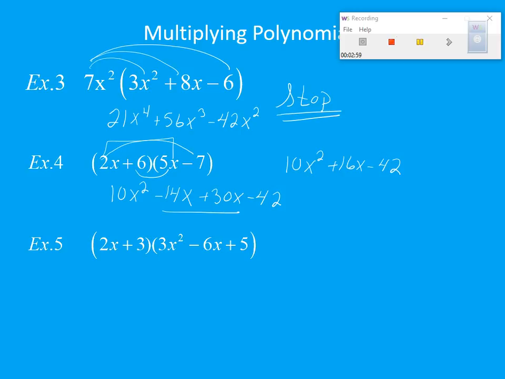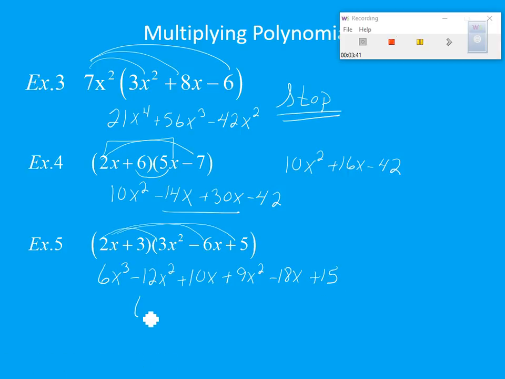So there's where we are so far. I wanted to review with you how to multiply a binomial times a trinomial. It's like foiling. I'm going to take this 2x times each of these terms. Then I'm going to turn around and take this 3 times each of those terms. So if I take that 2x times each of the terms in the trinomial, it looks like I'm going to get 6x cubed minus 12x squared plus 10x. Now take that 3 through there, 9x squared, 18x plus 15.